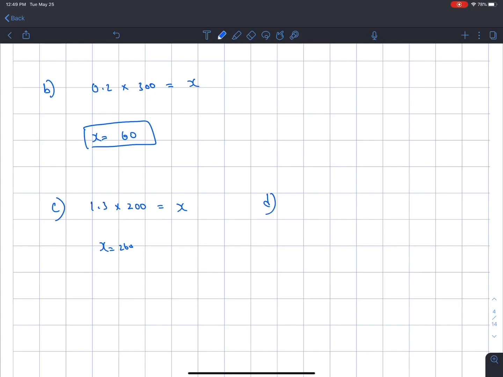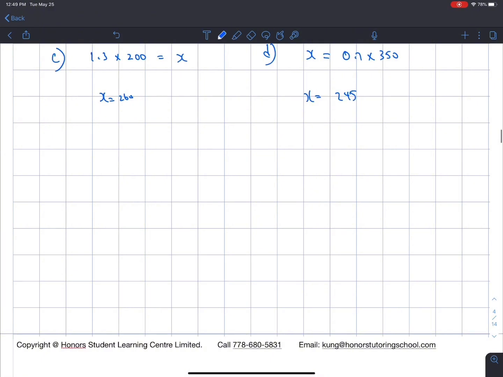D. What means x, "is" means equal to, what is 70%? 70% is 0.7, "of" means times 350. We get 245. And then E. What means x, "is" means equals to, 40% is 0.4, "of" means times 200. So that's 0.4 times 200. That's 80.